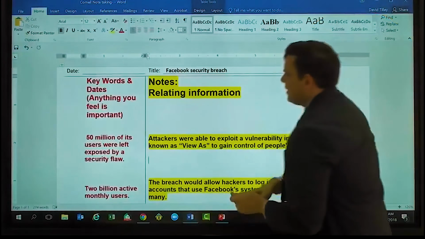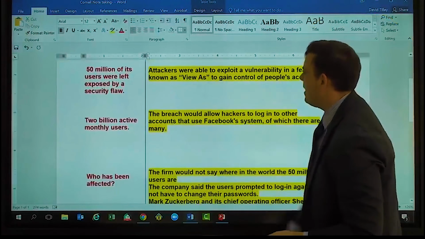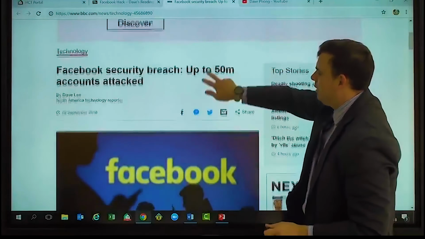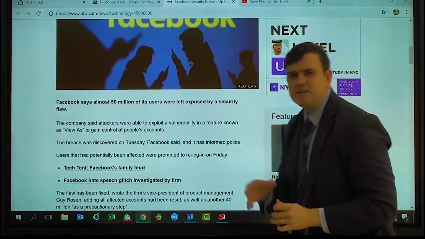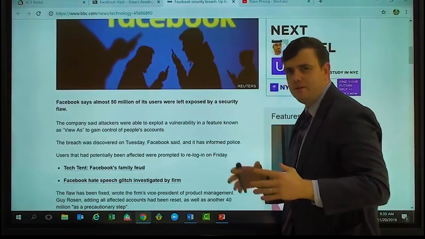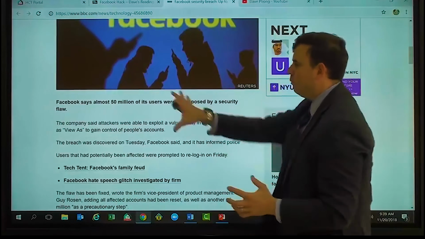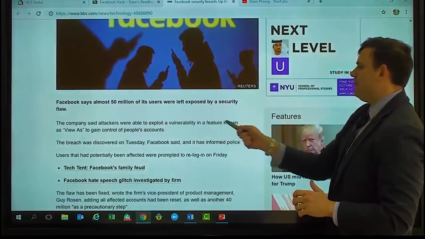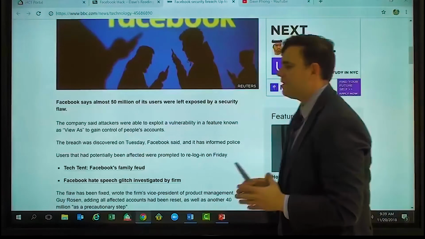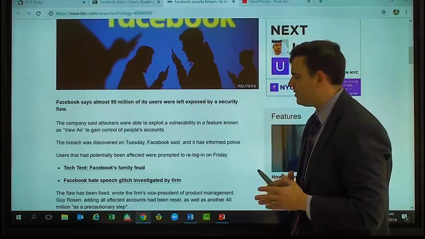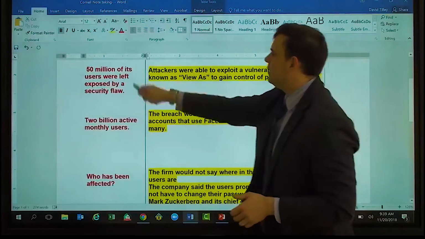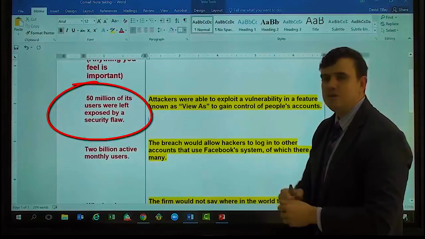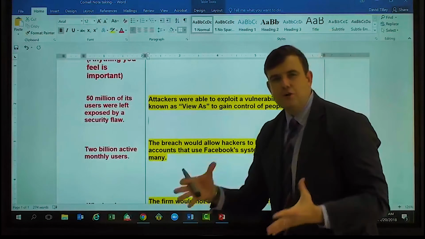So let's look at an example here. Let's go back to the article in question. I want to take some important, critical information. What would I take? I think this is quite important here: Facebook says almost 50 million of its users were left exposed by a security flaw. That's pretty important, I would say. So you can see on the left-hand side I've included that as important information: 50 million of its users were left exposed by a security flaw.